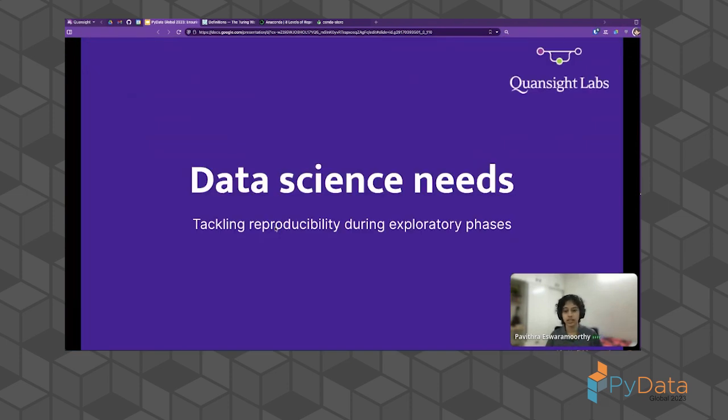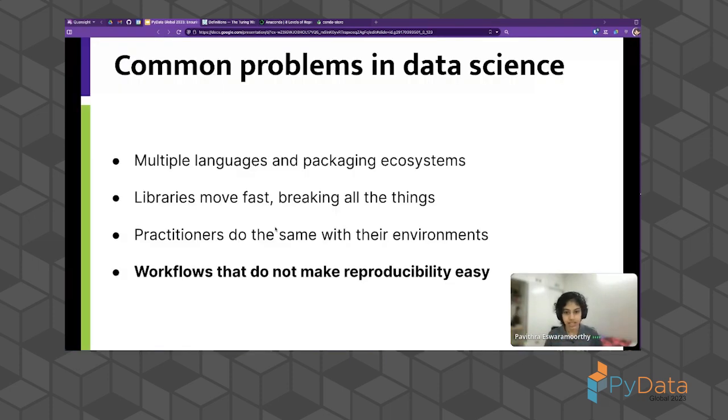Now that we've looked at runtime reproducibility generally, the data science and PyData ecosystem has an extra set of needs beyond what we just saw. We have multiple languages and several packaging ecosystems. Very few packages, even the base foundational packages like NumPy and SciPy, are pure Python packages, right? That adds some complexity to this system.